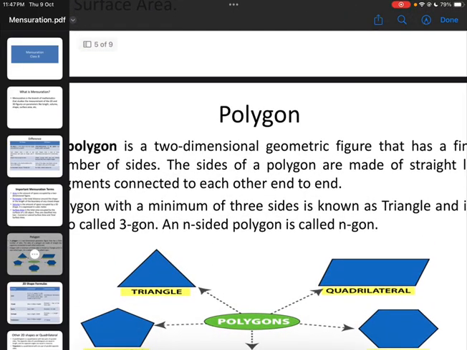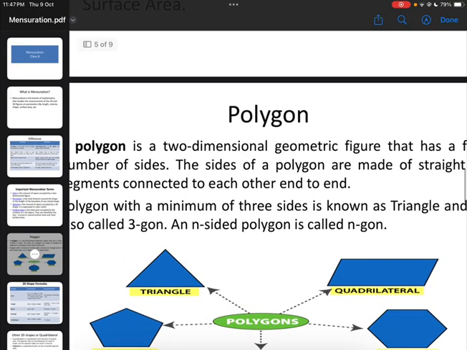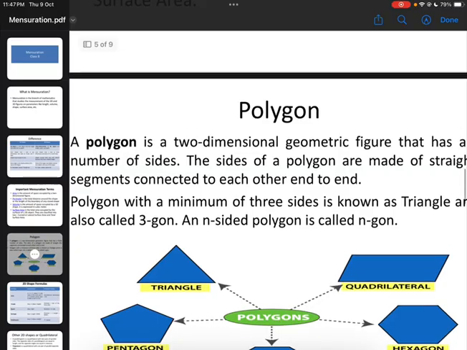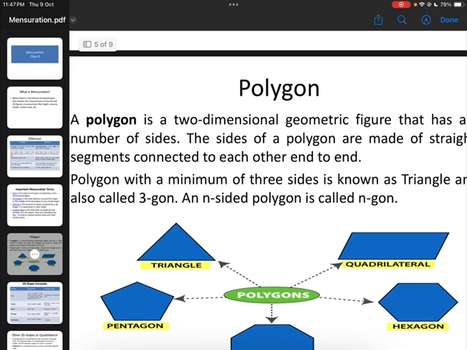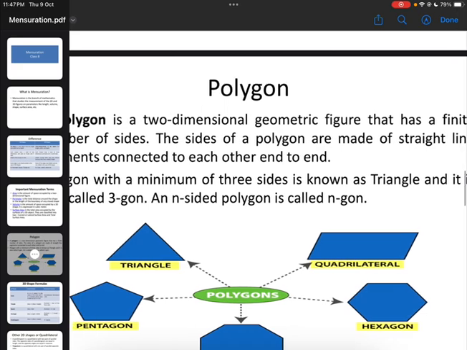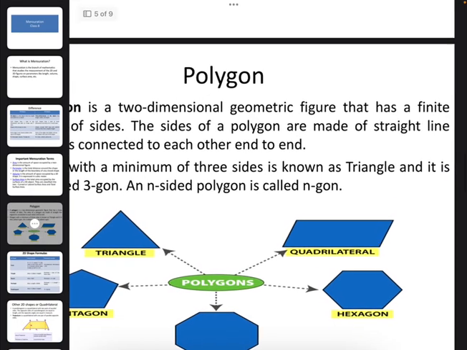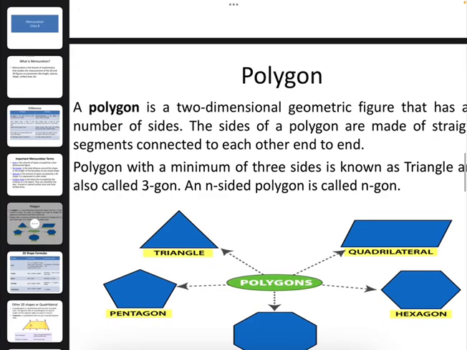Now we move on to shapes. So firstly, we know about a polygon. A polygon is a 2-dimensional geometric figure that has a number of sides. It has n number of sides. The sides of a polygon are made of straight line segments connected to each other end to end.